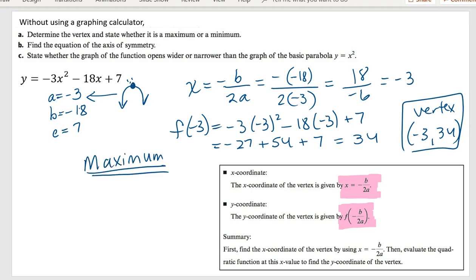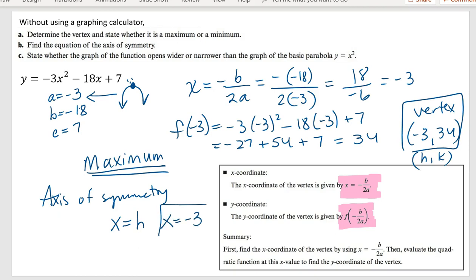Our next question asks us to find the equation of the axis of symmetry. The equation for the axis of symmetry is always the same. The axis of symmetry is going to be x is equal to h, where h is the x-coordinate of our vertex. So for us, it will be x is equal to negative 3.